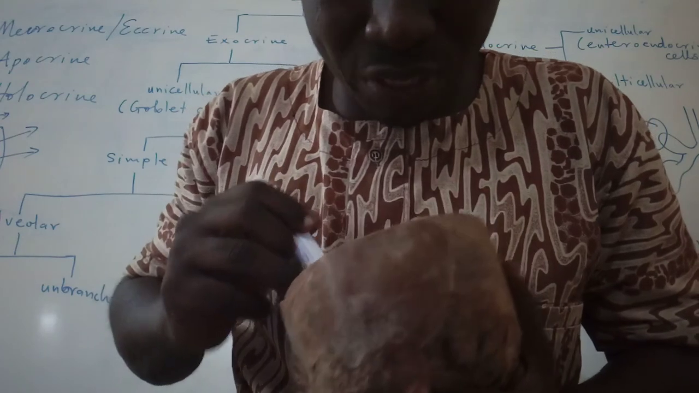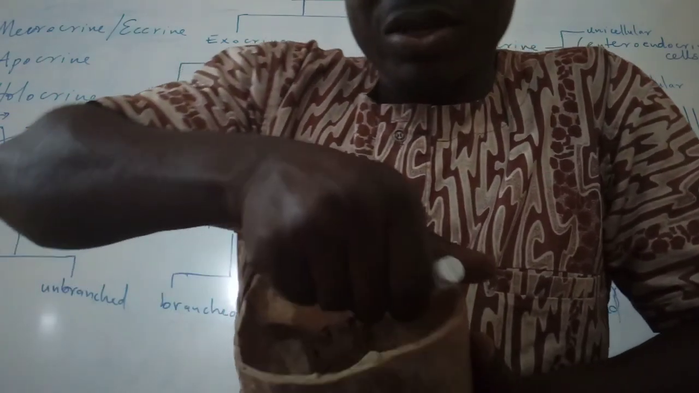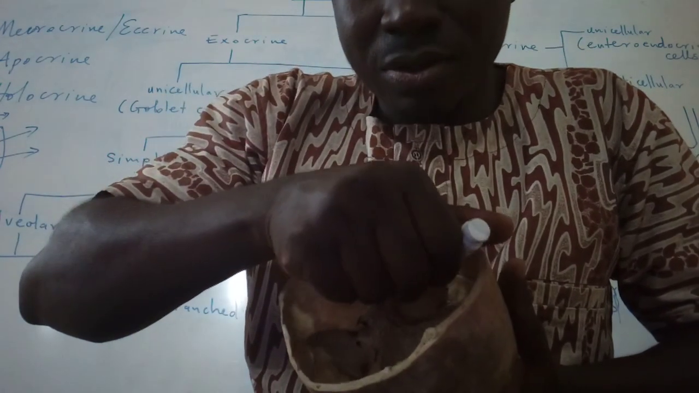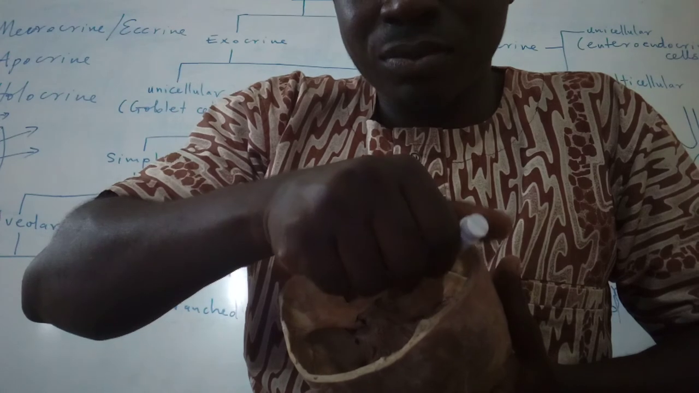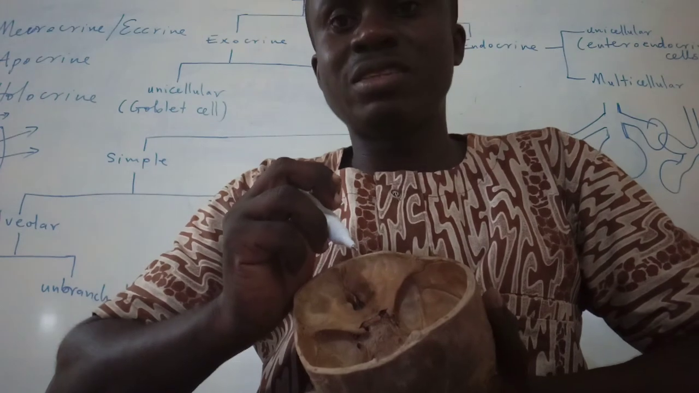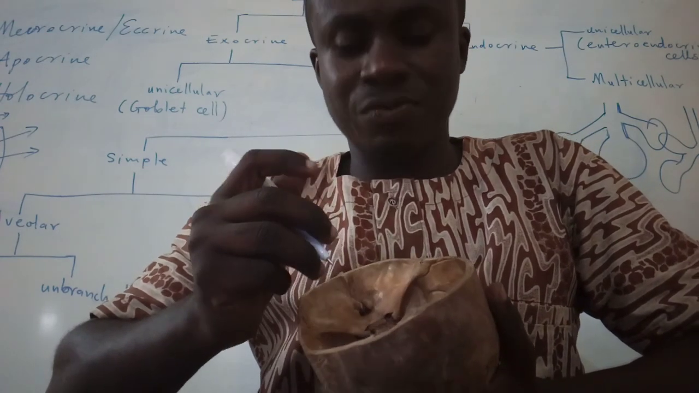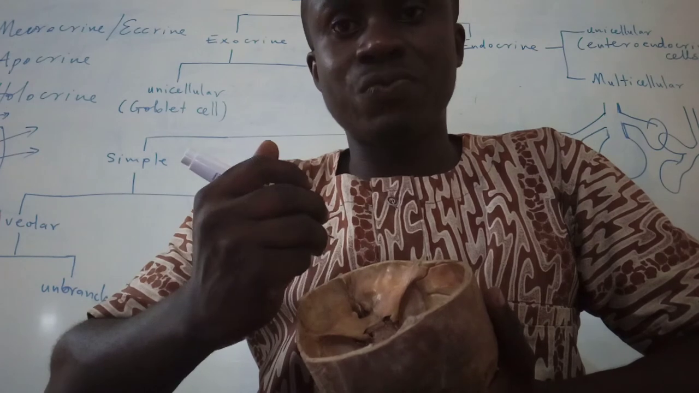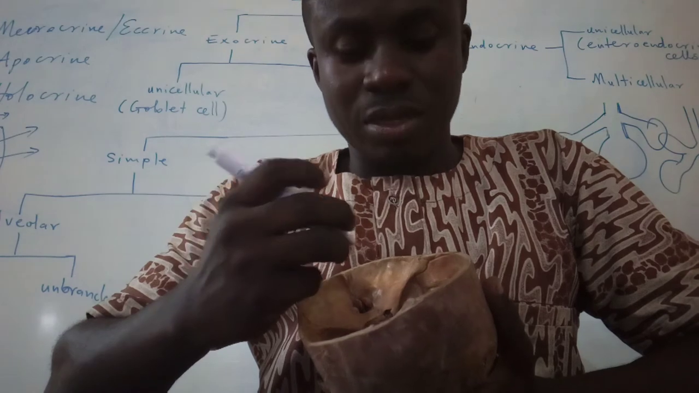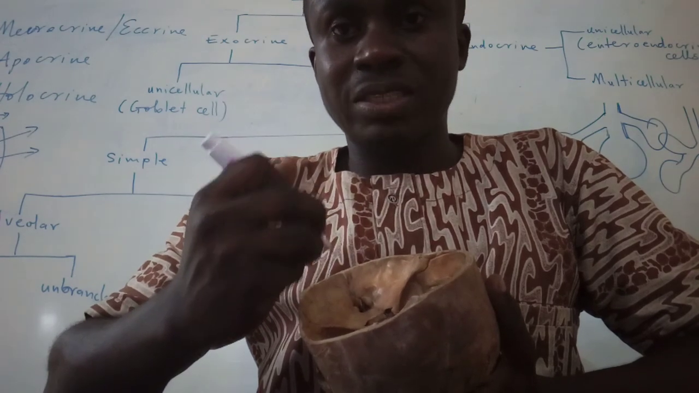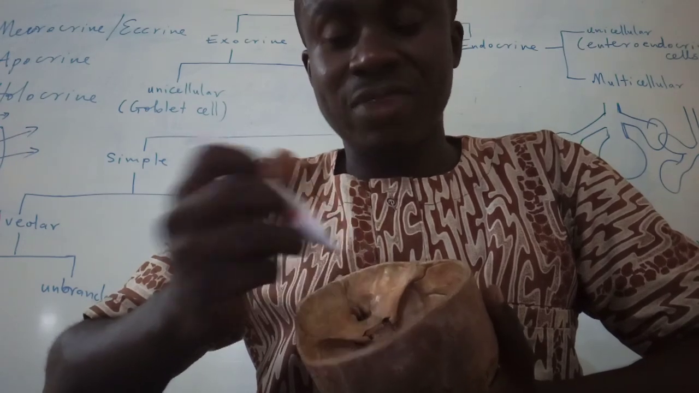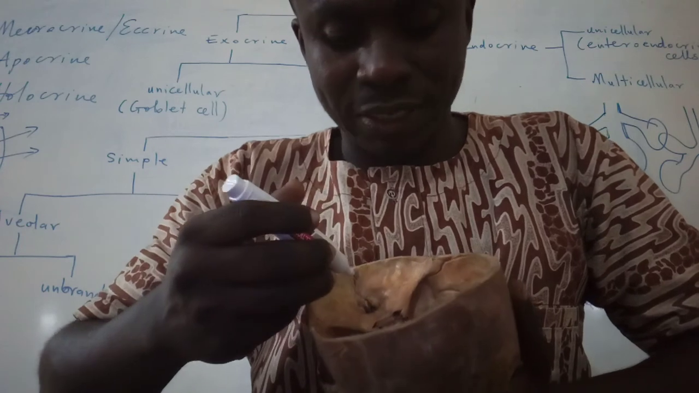Now, inferior to it, we are also going to have this fissure known as the superior orbital fissure, and this fissure is going to allow for the transmission of cranial nerve 3, the oculomotor nerve, cranial nerve 4, the trochlear nerve, cranial nerve 6, the abducens, as well as the ophthalmic division of the trigeminal nerve, cranial nerve 5, also allowing them to go through this.